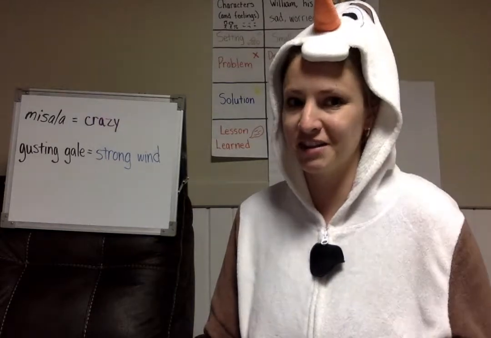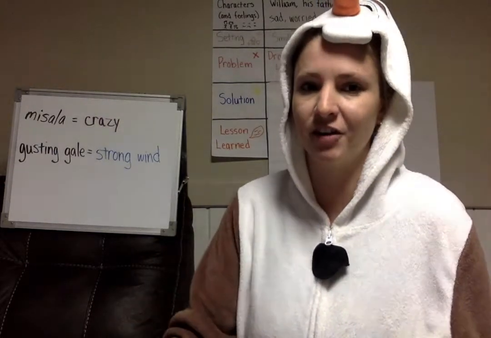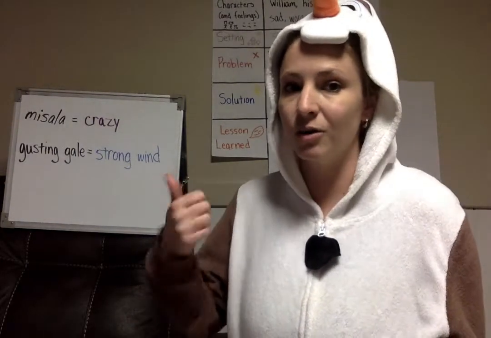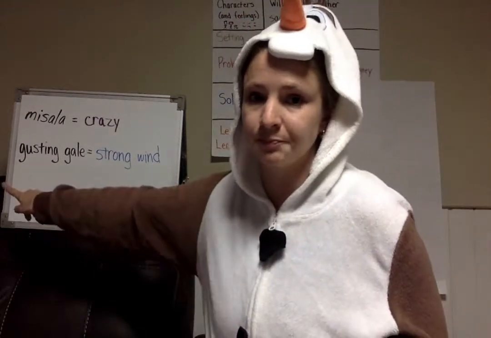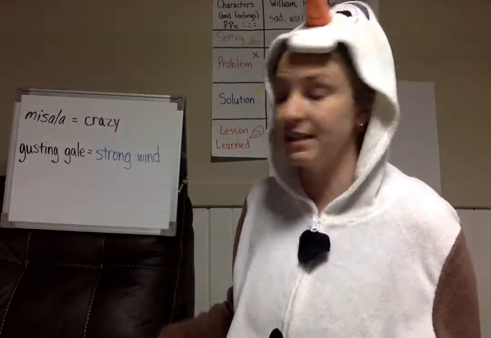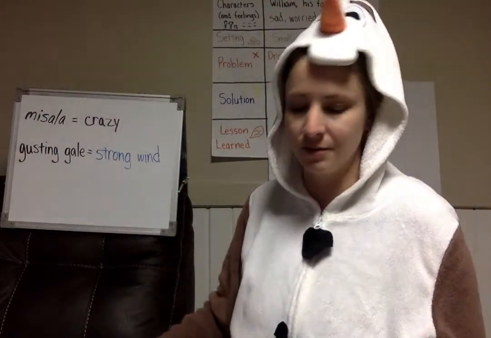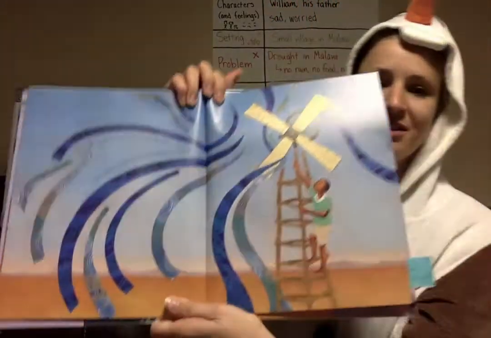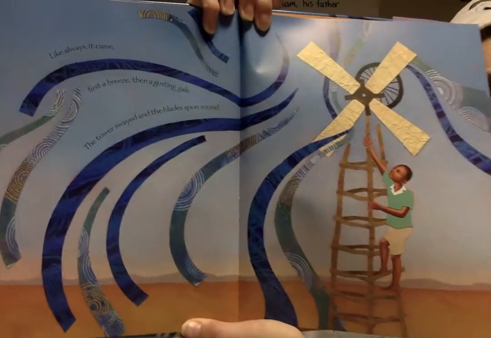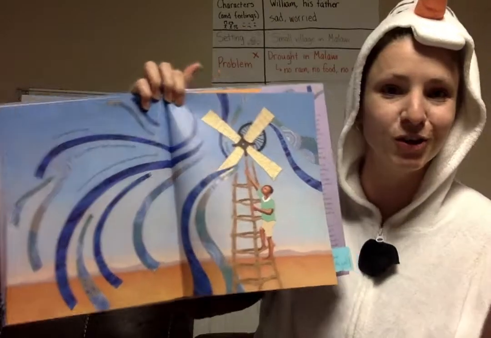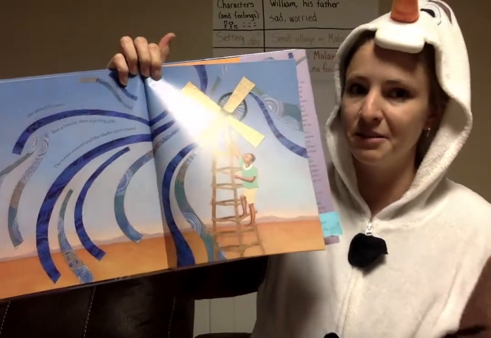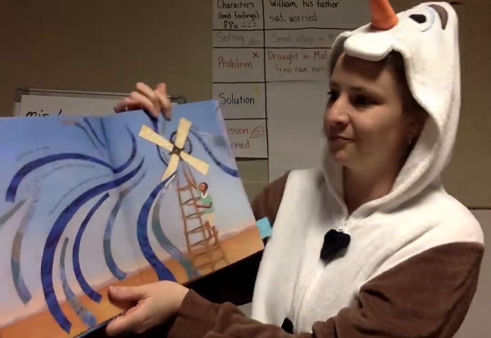Ooh, I love this page. It's a really good example of how the author and illustrator work together. We're also going to hear these words. Gusting gale. You say it. Gusting gale is another way to say strong wind. Check out the words and the pictures on this page. Cool, right? The words blend in and almost look like the wind. They did some good teamwork there, the author and illustrator.